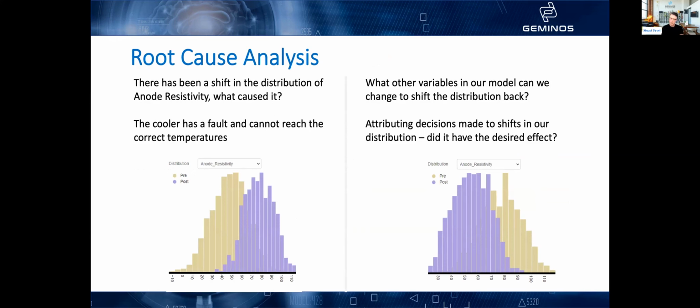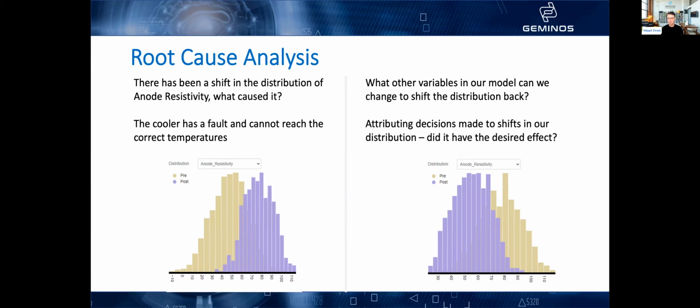And again, if there's a shift in the distribution, so I'm running the system, gathering the data from it, and I notice that the resistivity has changed over time, what caused it? So the nice thing is here, the tool can actually help you understand what is driving that, what's the main root cause, what are the various factors driving it. So in this situation, what we're doing is just a bit of a kind of scenario where perhaps the cooler has a fault, can't reach the right temperatures, can't get that fixed maybe for a few weeks, the engineer can't get out, or the parts aren't available.